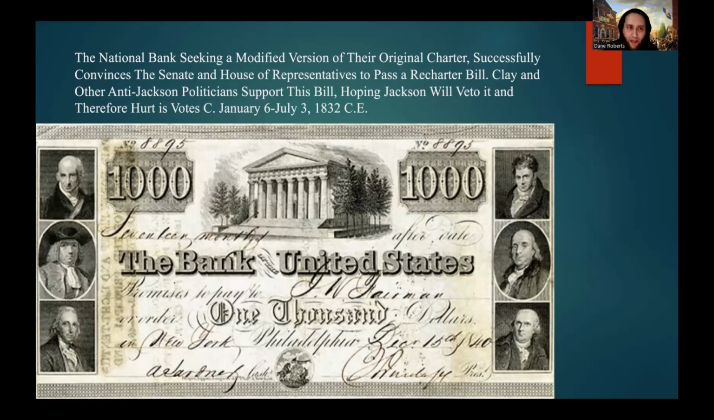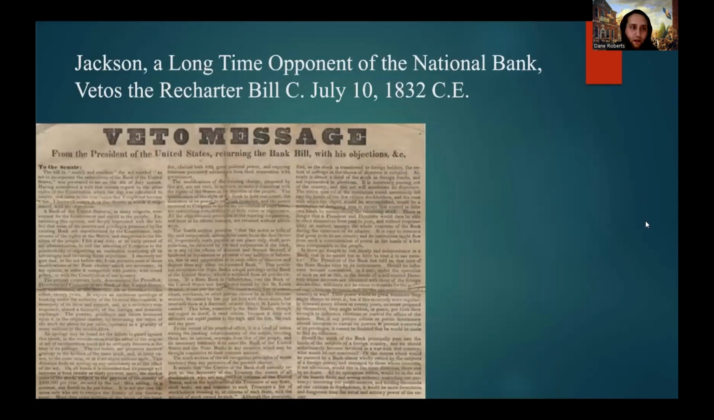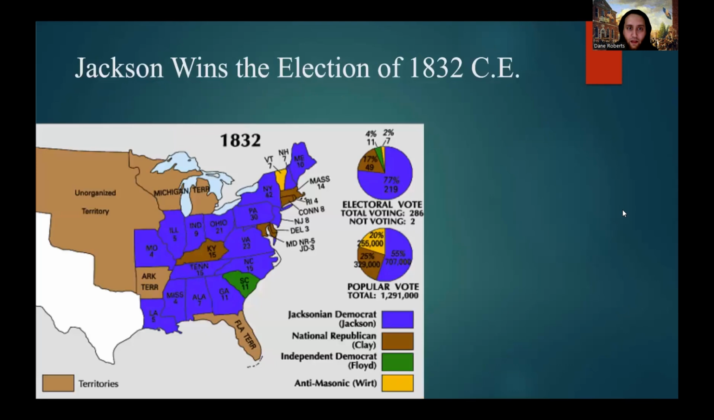Then, at the same time, the National Bank, seeking a modified version of their original charter, would successfully convince the Senate and the House of Representatives to pass a recharter bill. Clay and other anti-Jacksonian politicians would support this bill, hoping Jackson would veto it and therefore hurt his chance of getting votes in the upcoming election, with this happening between January 6th and July 3rd of 1832 CE. Jackson, a longtime opponent of the National Bank, would unsurprisingly veto the recharter bill on July 10th, 1832 CE. Despite this hurting some of his votes, Jackson would still win the presidential election of 1832 CE.